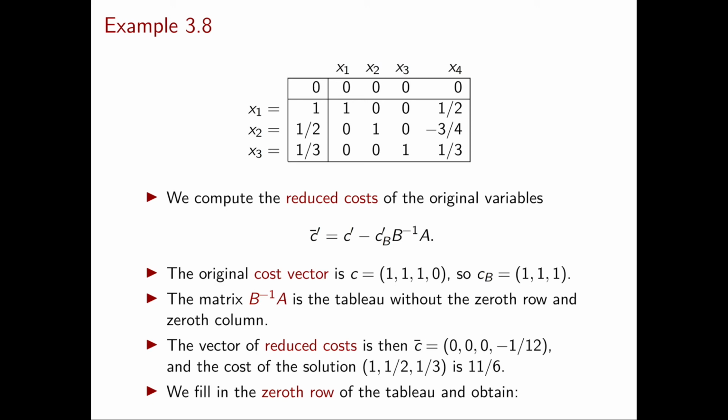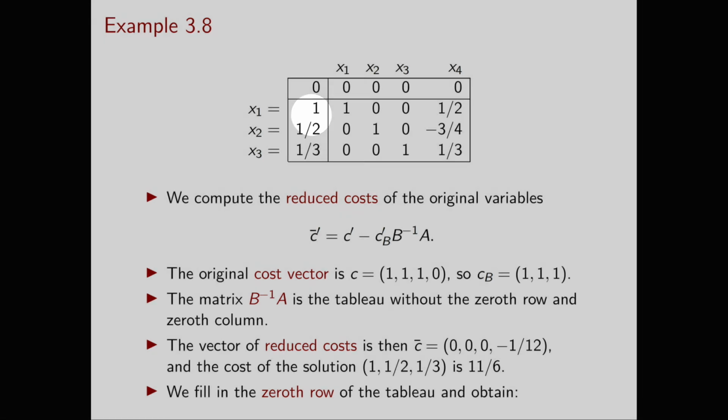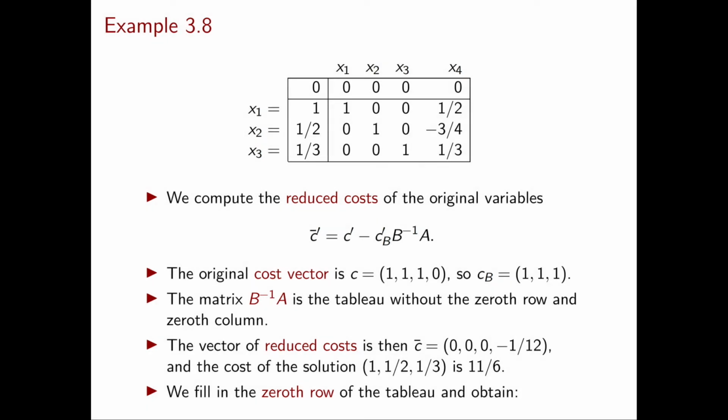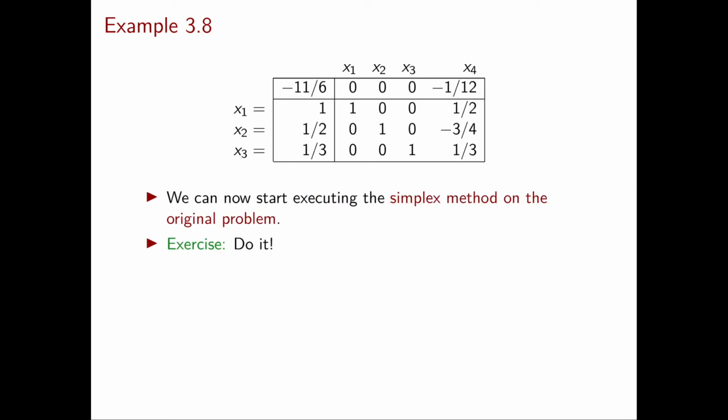Finally, to fill in the zeroth row, you need to compute the cost of the solution. The solution can be read in the zeroth column, so you just need to evaluate the objective function on this vector. If you do so, you obtain 11 divided by 6. So in the top left corner, we will write minus 11 divided by 6. So now if we take this tableau and fill in our new zeroth row, we obtain this tableau in this new slide. This is an initial tableau for our simplex method, and so we can now start executing the simplex method on the original problem. As an exercise, please finish running the simplex method starting from this tableau.